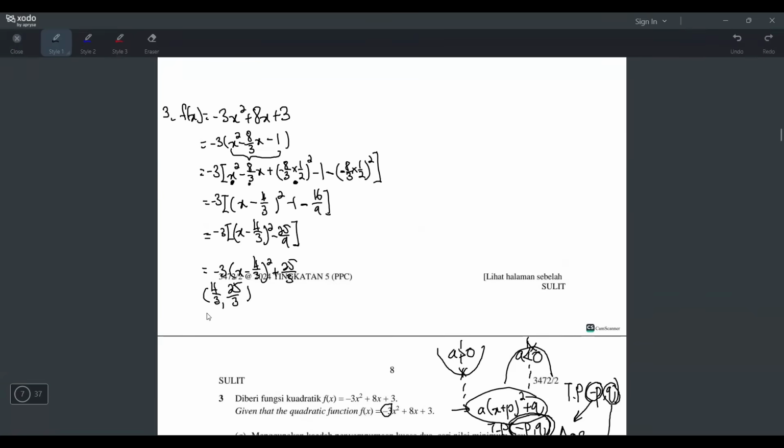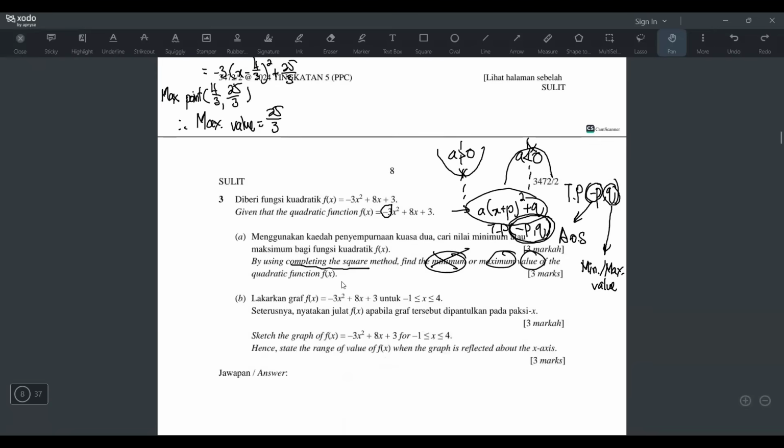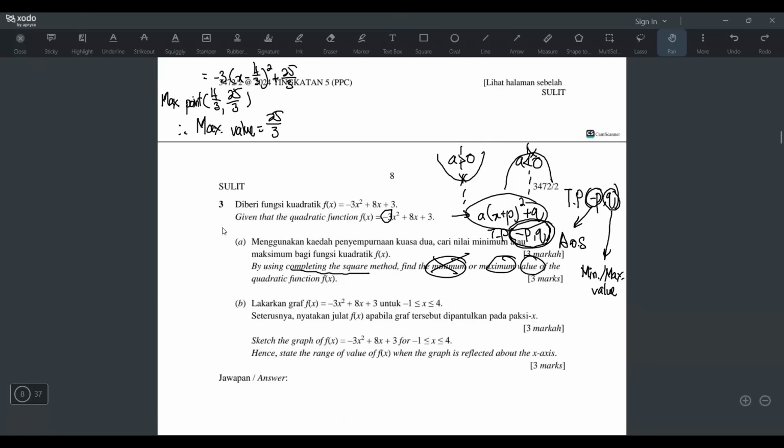But is it a minimum or maximum point? It's a maximum point because the a is negative. So the shape looks like this. So maximum. Okay. Now we can write what the soalan wants. The soalan wants maximum value. So I told you already, maximum value only refers to the y coordinate. So the answer is 25/3. Okay, so this is what the question asked for, right? Okay, 3 marks for this. Okay, no problem. Now we can do B.